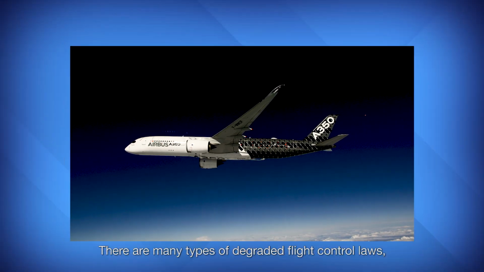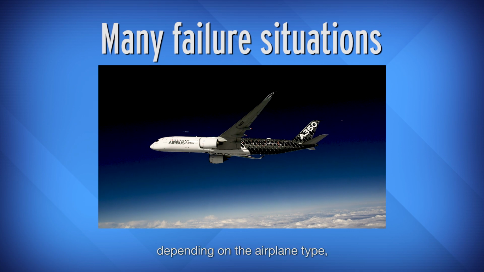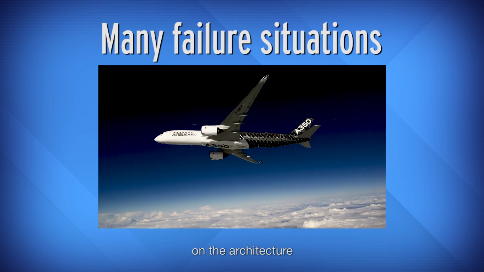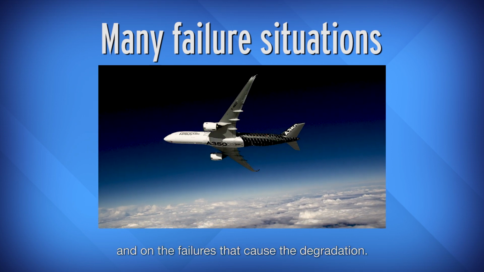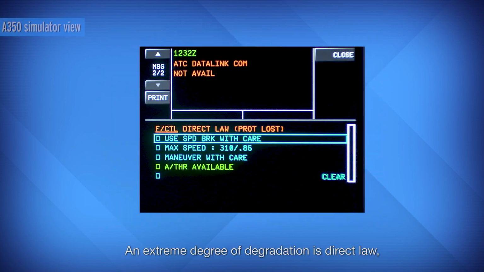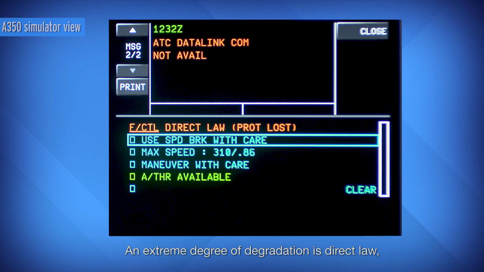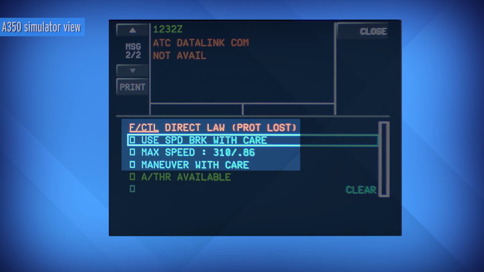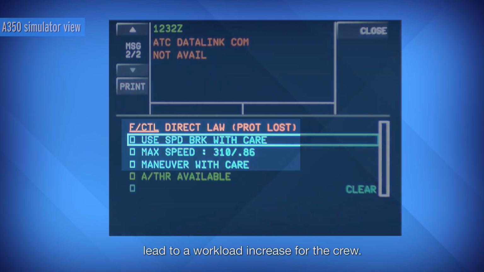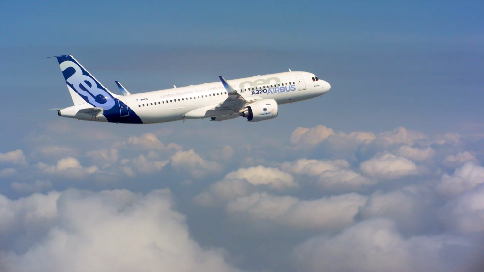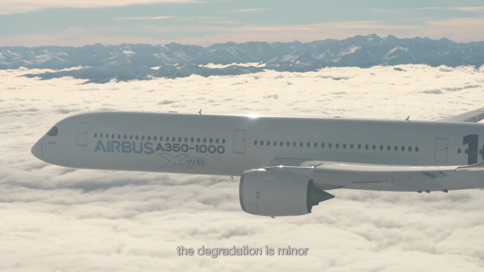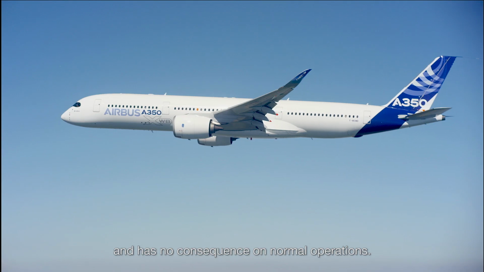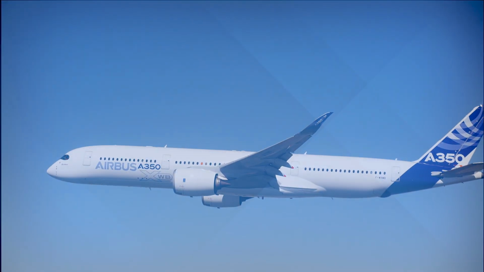There are many types of degraded flight control laws, depending on the airplane type, on the architecture, and on the failures that cause the degradation. An extreme degree of degradation is direct law, where the surface deflections are proportional to the stick or to the control wheel displacements. Some failure cases lead to a workload increase for the crew. For other failures, the degradation is minor and has no consequence on normal operations.